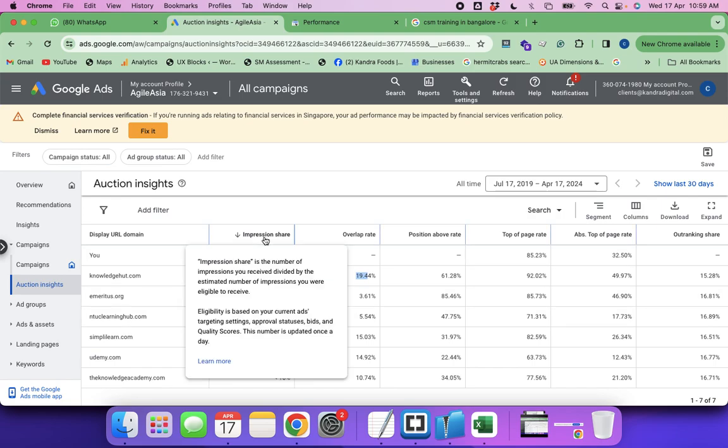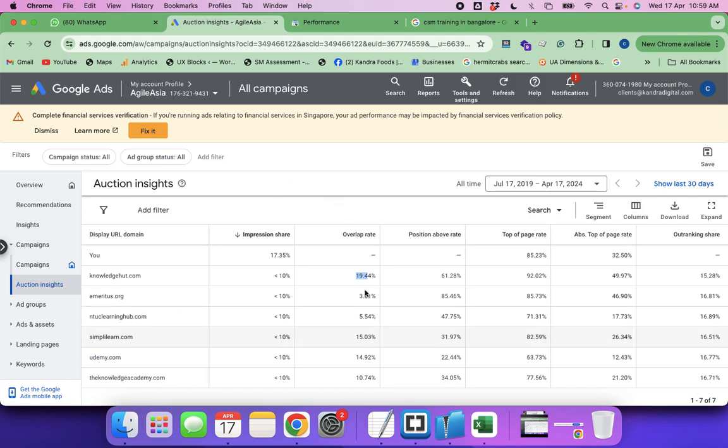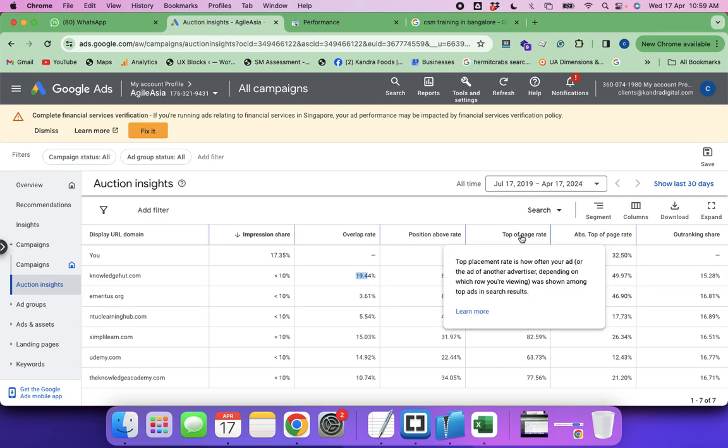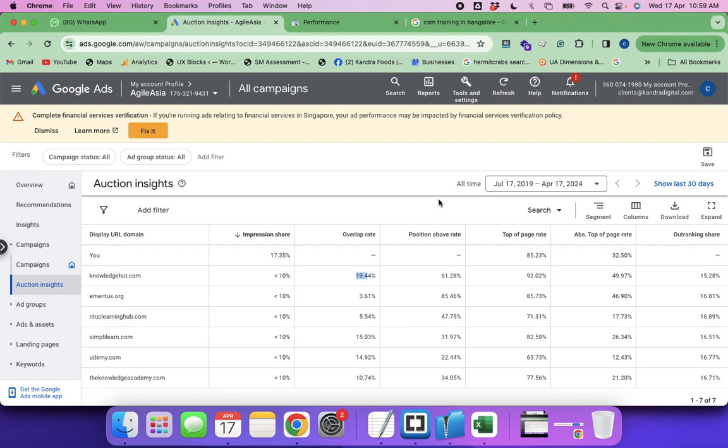Impression share is for this overlap rate. Most of the time, what is the impression share taken over by these 20 common keywords? That's the impression share. Overlap rate is for how many keywords there is an overlap, and for these keywords, how many times the competitor is showing in the top. Top of the page rate, top placement rate, is how often your ad was shown among top ads in search results.